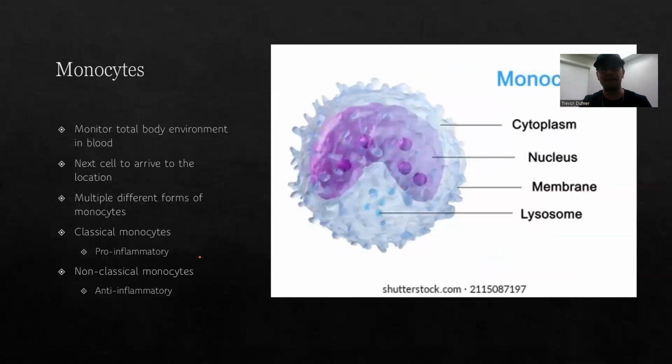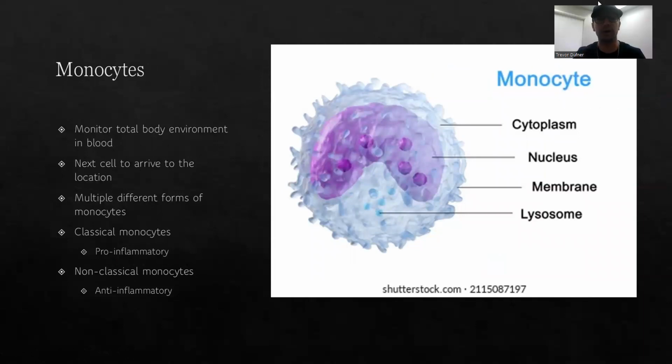Next thing we're talking about is monocytes. Monocytes monitor the total body environment. So essentially monocytes are flowing around the blood until they are needed, and they are the next cell to arrive to the location. There's multiple different forms of monocytes.